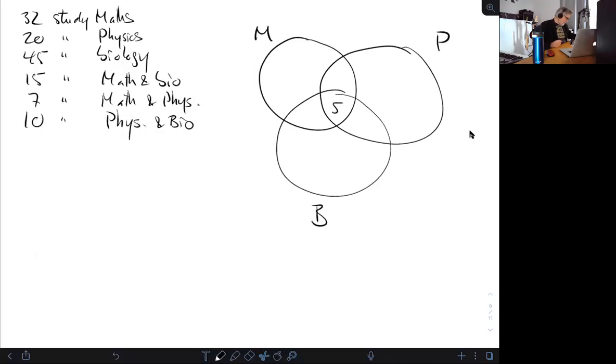I know that in math and biology, there are a total of 15 students. And I know that 5 take all 3. So how many does that leave doing math and bio only? That's 10, right? So let's just outline that one.